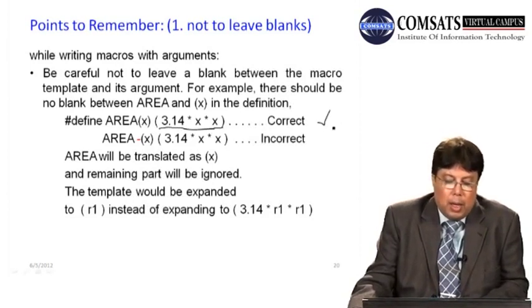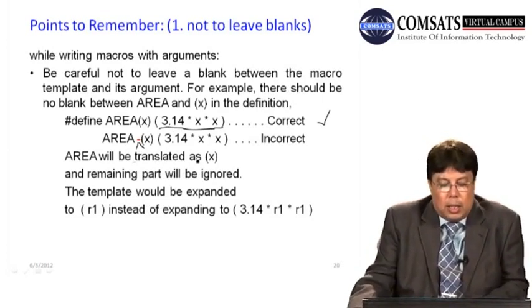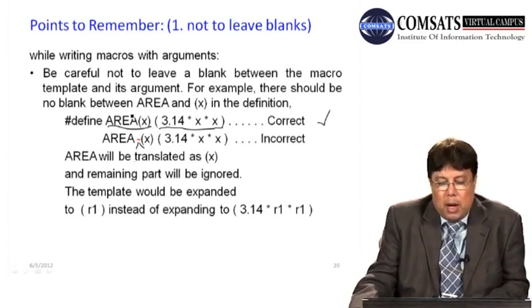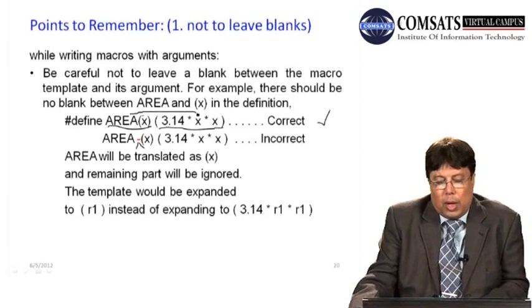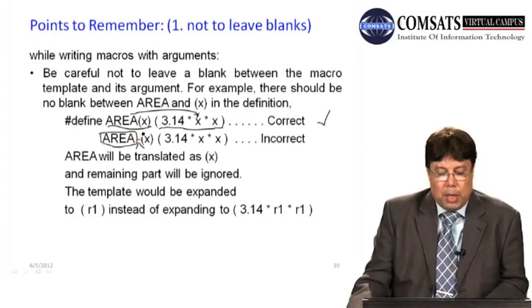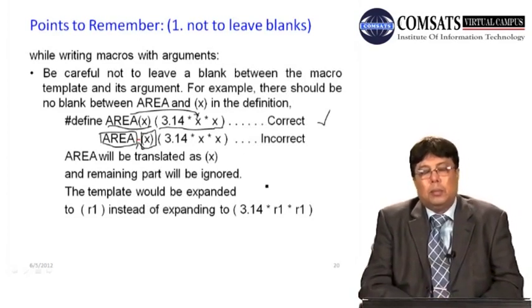What's wrong in the second statement? In the second statement, we have left a blank here. So area will be translated, and this one here is a complete sequence of characters which will be expanded to this one. But when you leave a blank, what will happen? It will be as if you have defined area, and this area should be expanded to x here. Okay.